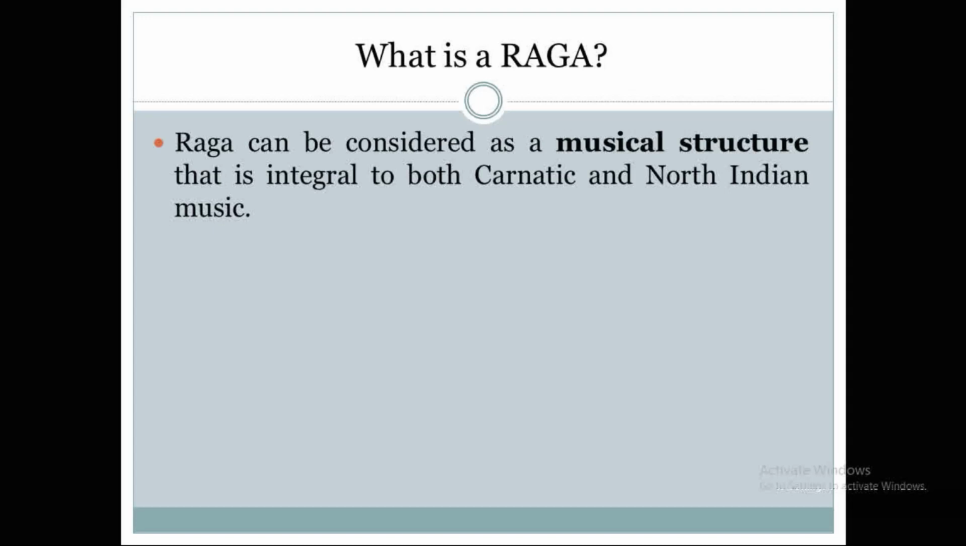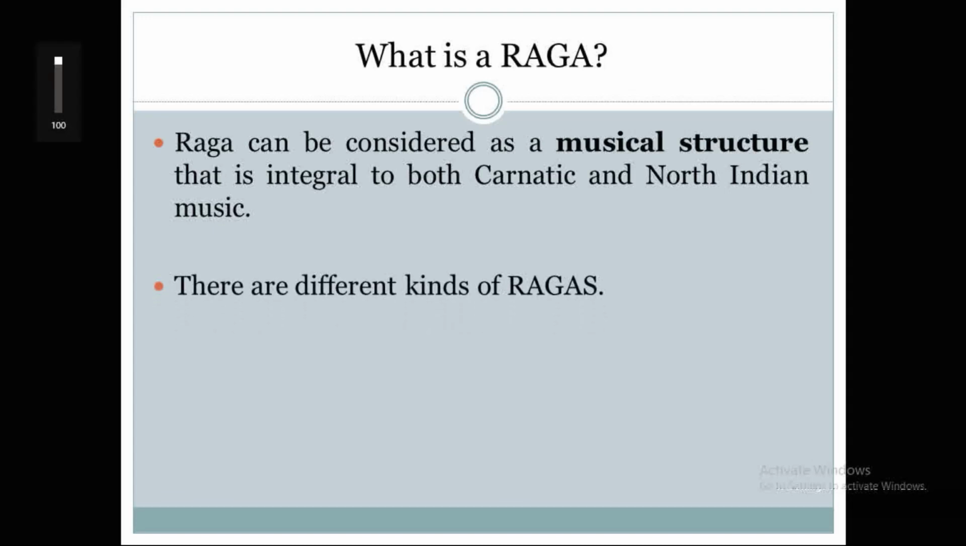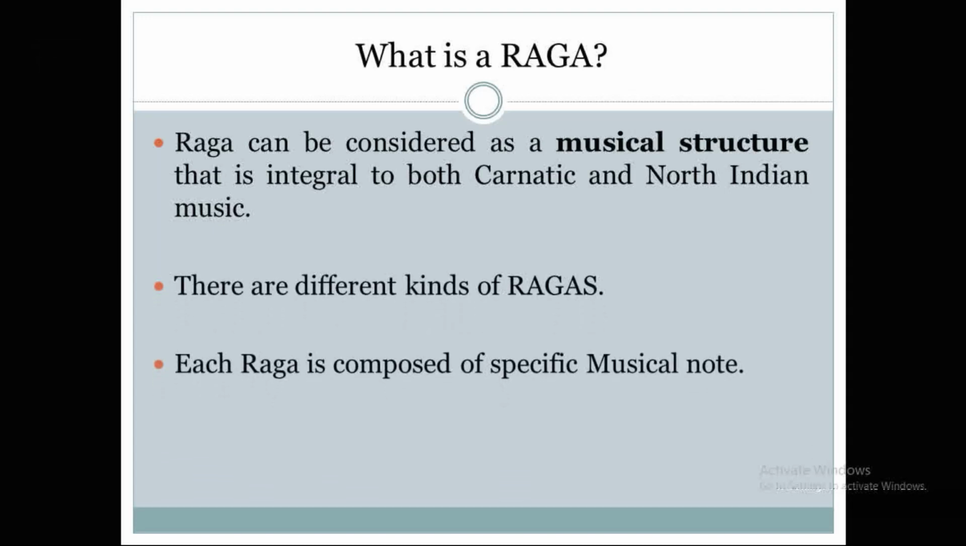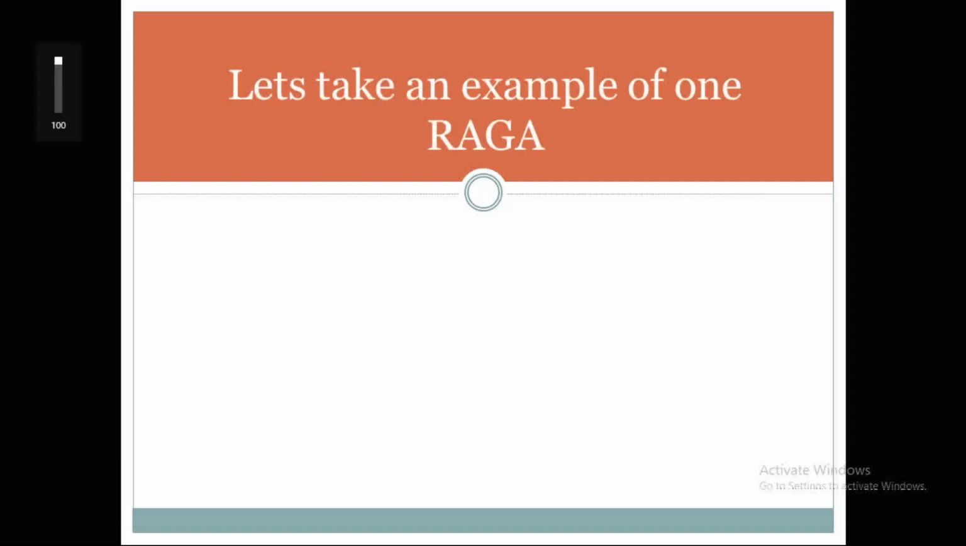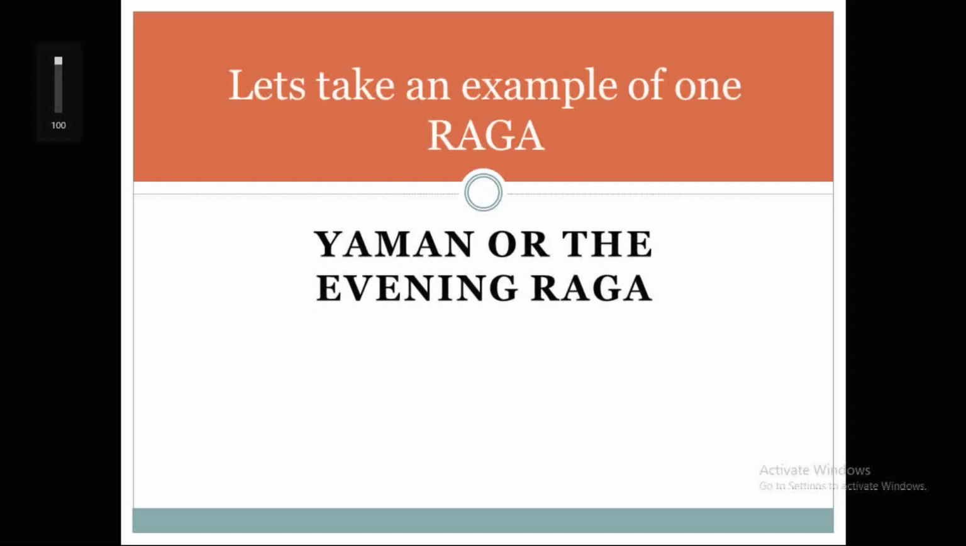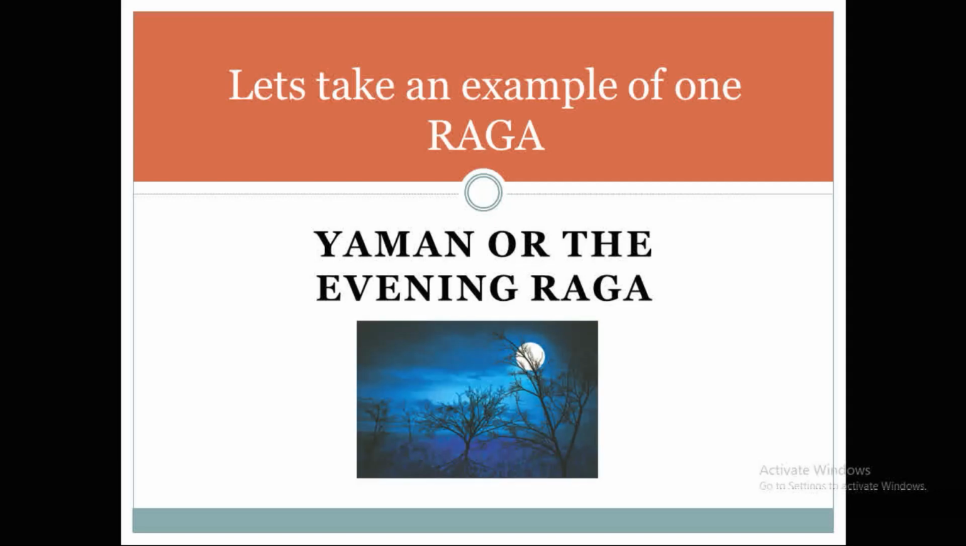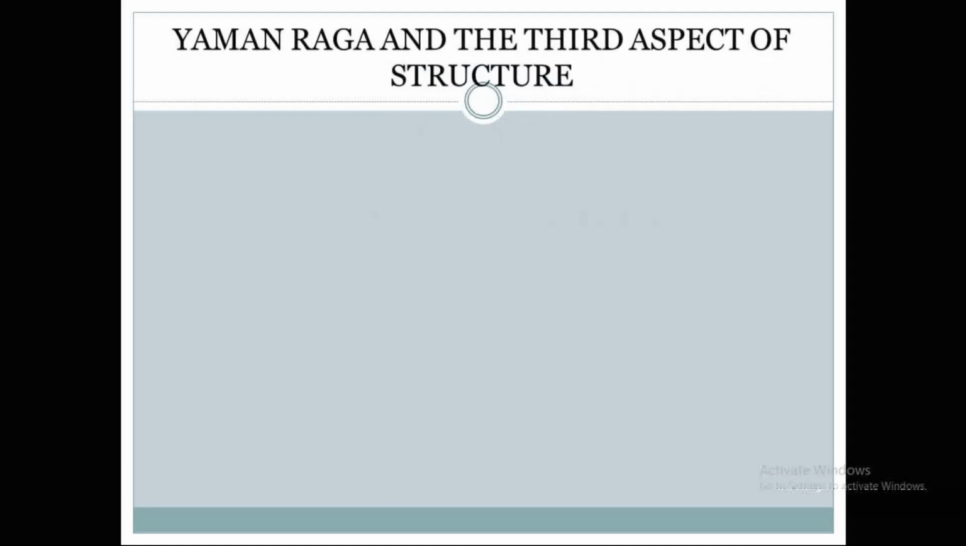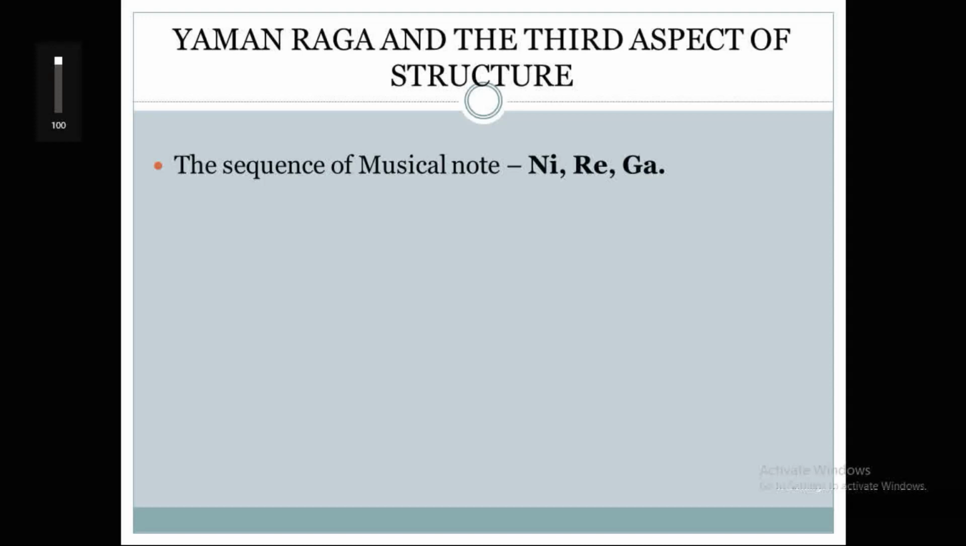There are different kinds of ragas. You don't have just one raga. Each raga is composed of specific musical notes, with a specific sequence given to each raga. I would take an example of one raga that everybody is familiar with. That is the evening raga, or the Yaman raga. And we see that this raga has a sequence which goes like this: Ni, Re, Ga.